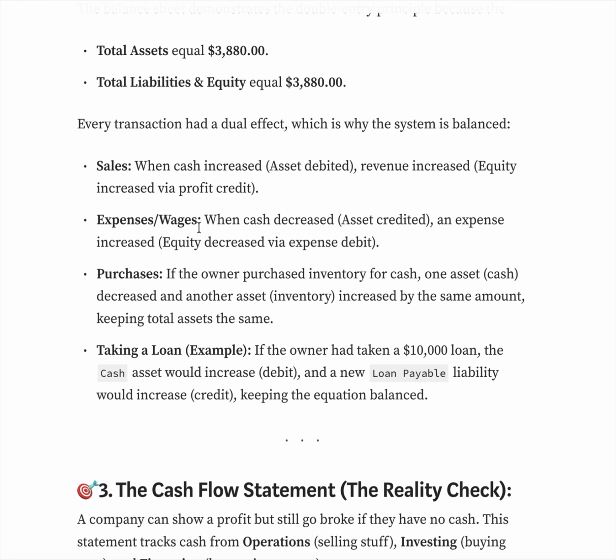And for the expenses, that is when the cash will decrease. When you make a sale, the cash increases, and when you make a payment, like expenses, your cash decreases. Obviously this is very simple, right?